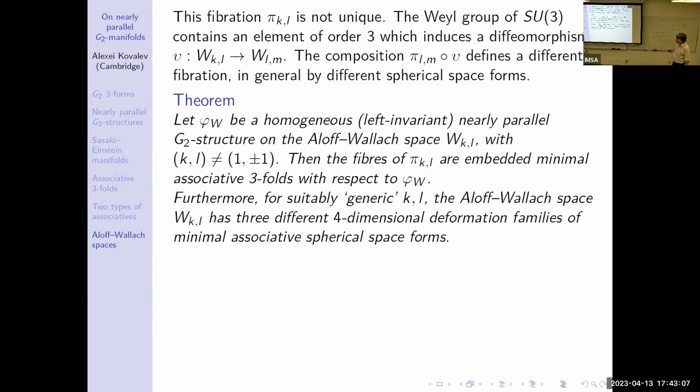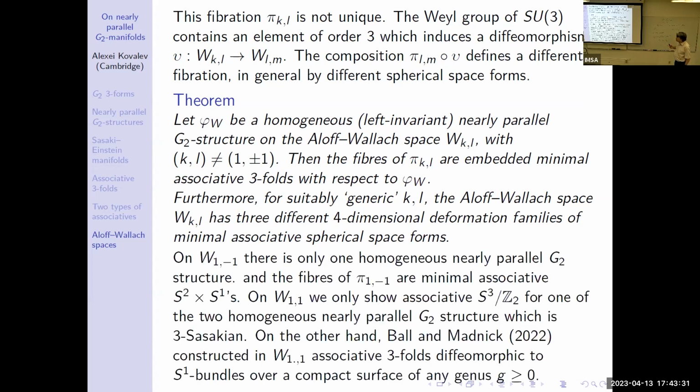So that works whenever k and l are not plus 1 and plus minus 1. So we embedded near the manifold, and for typical or generic k, l, there will be three different four dimensional deformation families with associatives. So what happens in those exceptional cases? Well, there are two possibilities. If it is 1 and minus 1, then there is only one homogeneous nearly parallel G2 structure rather than two.